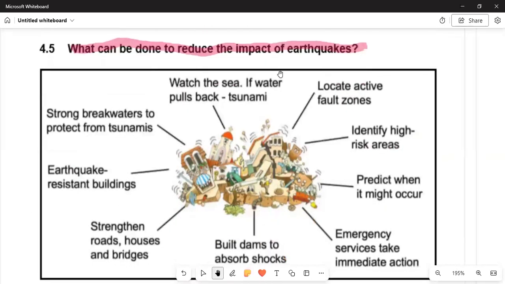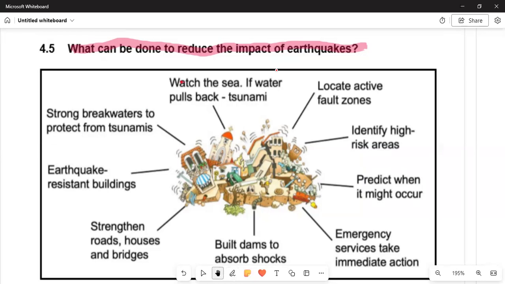So one of the key questions that can be asked in the examination: what can be done to reduce the impact of the earthquakes? So we need to know that aspect. Number one, what is it that we can do? There is a list, and I have written: watch the sea, if the water pulls back, which is the tsunami. Number two, to locate active fault zones.